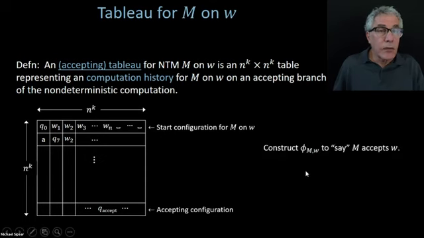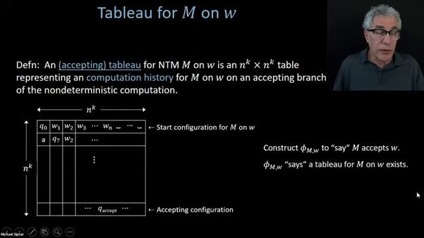So we're going to now construct this formula to say that M accepts W. Again, that's our goal. And it says that a tableau for M on W exists.